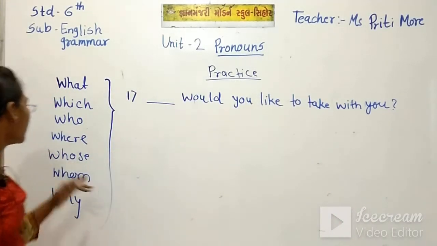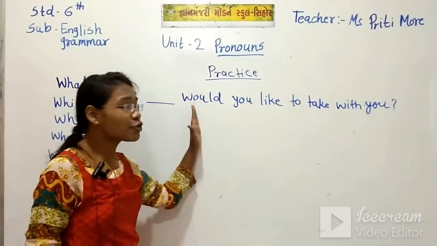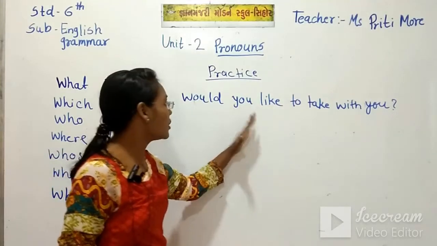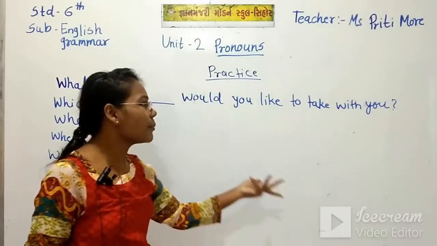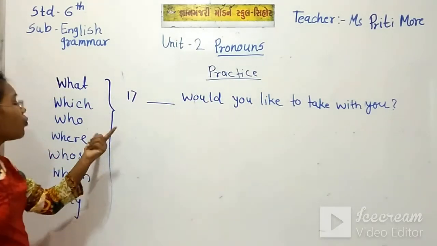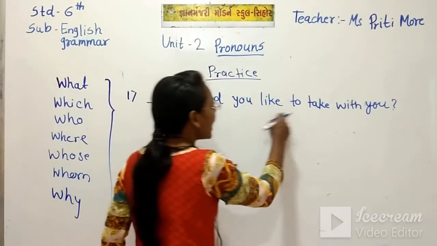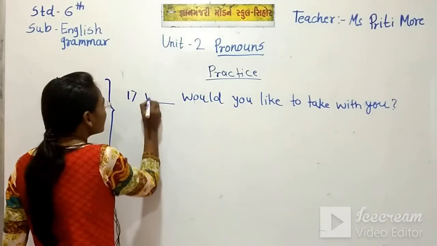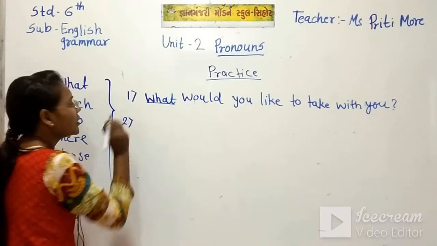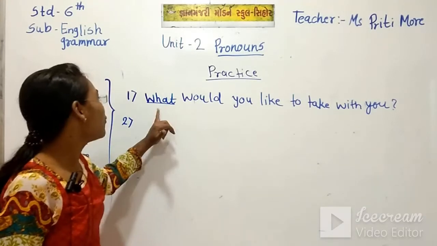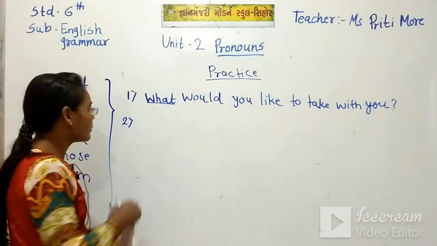Now see, if we use here where, would you like to take with you? No, it's not matching. What is the meaning of this question? आप आपके साथ क्या लेना पसंद करेंगे? That means what. Which word will come here? What would you like to take with you? So we'll write here what. Now the meaning is complete. What would you like to take with you? The answer will be anything.